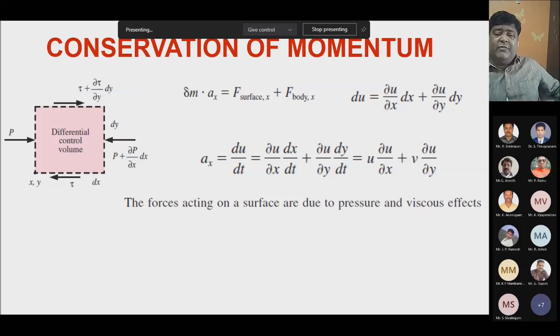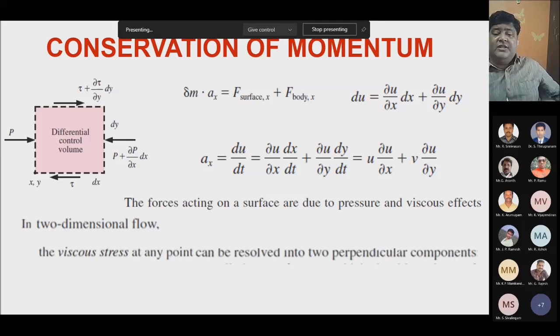So the viscous effects can be classified again. In two-dimensional flow, the viscous stress at any point can be resolved. Since it's motion in two dimensions, you have viscous effect in two dimensions. So that can be called normal stress, acting perpendicular to the surface, and another one is shear stress. This normal stress and pressure are both totally different.